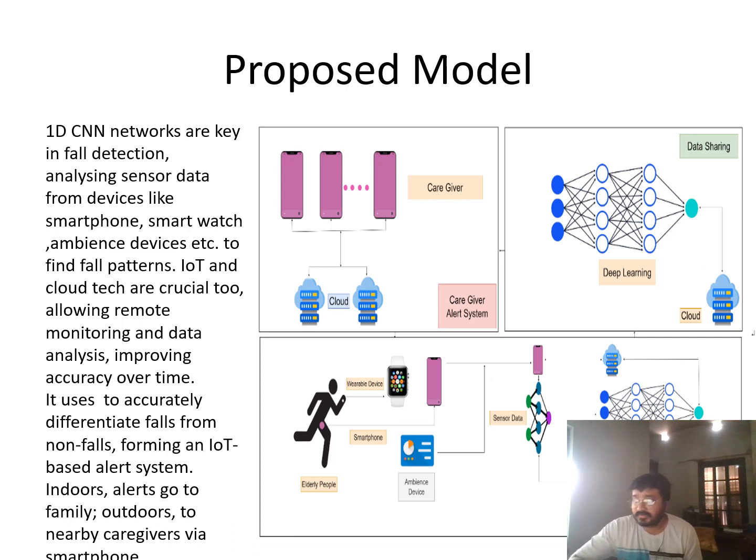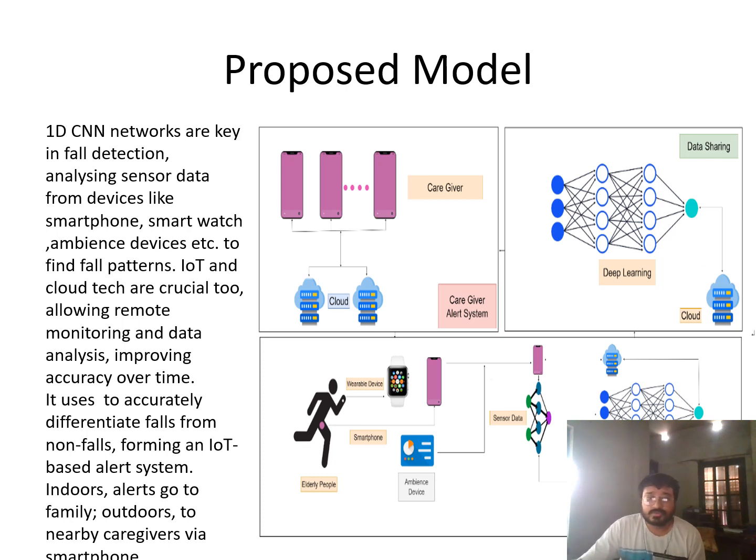If a fall occurs indoors, the model sends an alert to a family member inside the house, whereas it notifies a nearby caretaker about the user's location in the case of outdoor falls. That means 1D CNN networks are the key in the fall detection system, analyzing sensor data from devices like smartphones, smartwatches, and ambient devices.